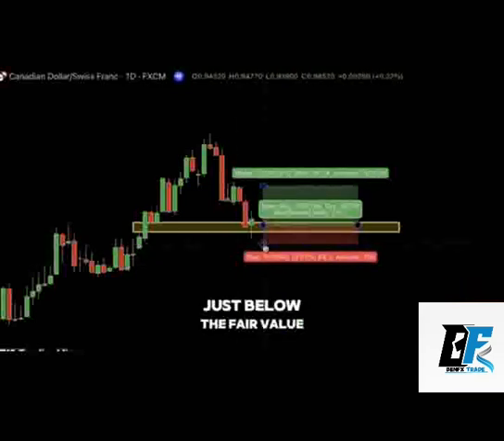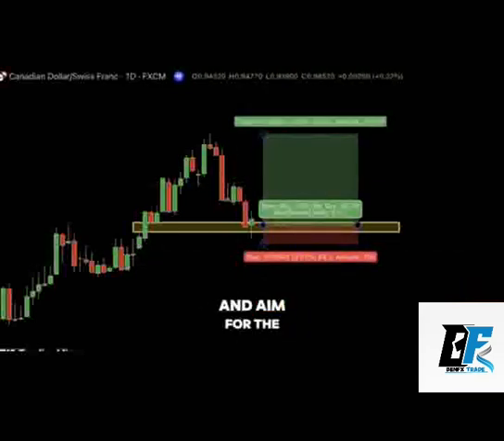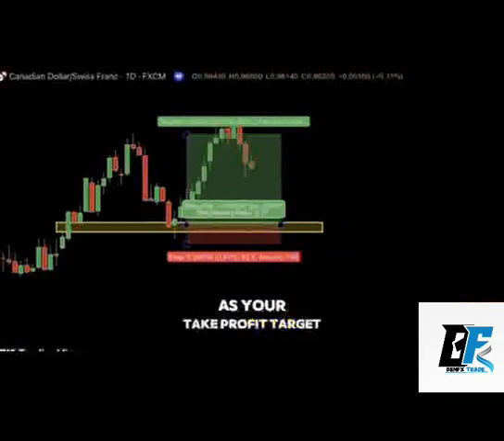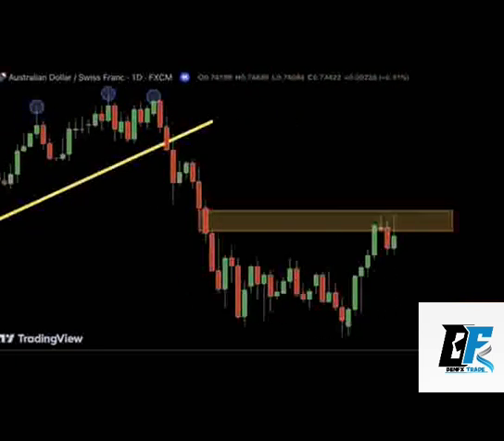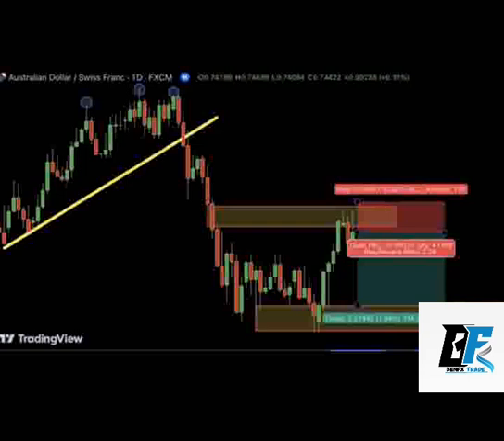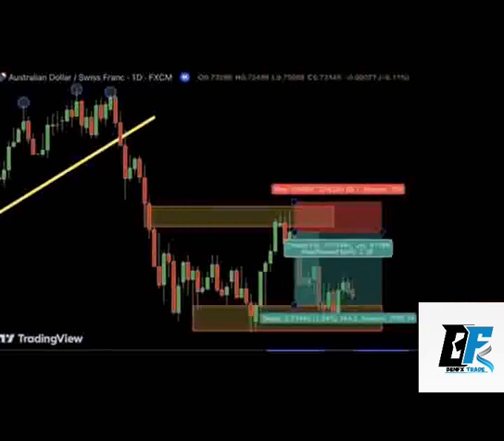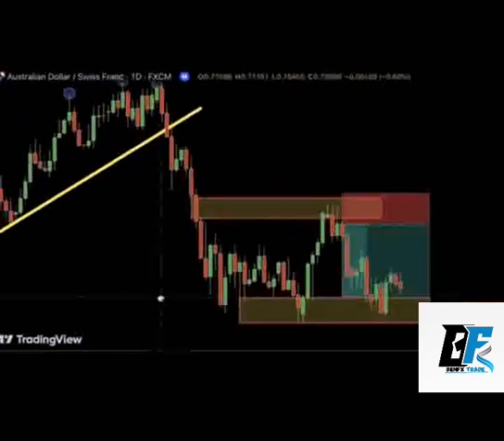Set your stop loss just below the fair value gap zone and aim for the next significant price level as your take profit target. For a bearish version, the steps are similar but reversed. If the market is trending downward, you wait for the price to pull back to the fair value gap after forming lower lows and lower highs. Once the price tests the gap and is rejected, you enter a short position, placing your stop loss just above the gap and targeting the next lower price level for profit.